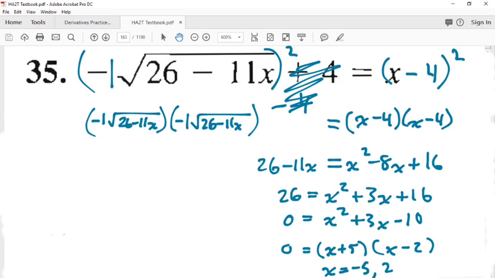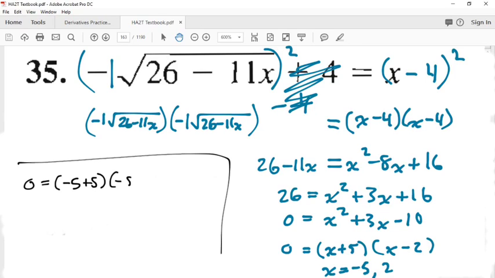If I plug in negative 5 down there, it would be 0 equals negative 5 plus 5 and then negative 5 minus 2. What is negative 5 plus 5? Class? 0. And what is negative 5 minus 2? Negative 7. Does that give me 0? Yes, it does. And I can do the same thing with the 2. I could plug in the 2 right there and there, and it would make this one 0 instead, and it would still work. That's using the zero property.